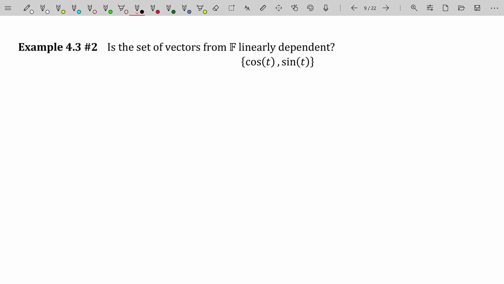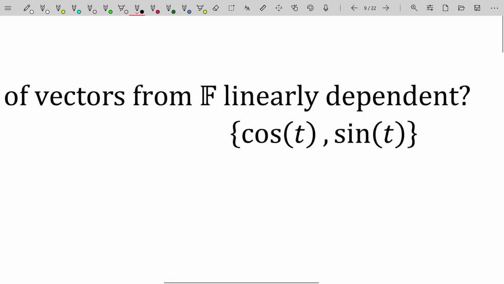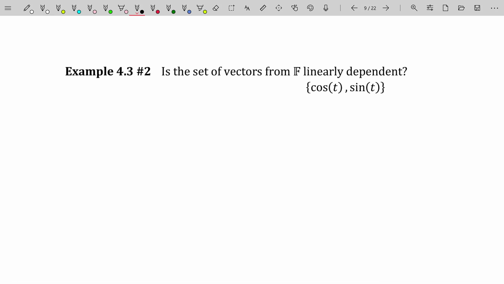And keeping with the theme that I've recently had in my videos where they're somewhat shorter than my previous videos, not by my choice, it's just by how I happen to organize the sections, let's finish out this video with this last example. Is the set of vectors from F, again, which is the vector space of all real valued functions, is this set linearly dependent? From that theorem we just had written down, it would be linearly dependent if and only if one of those vectors can be written in terms of the other, as a scalar multiple of the other.